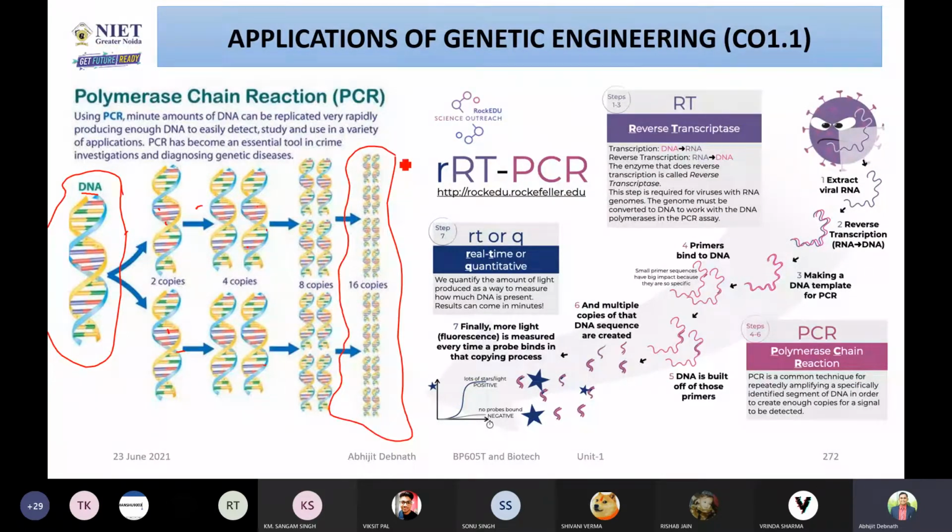DNA segment. So using polymerase chain reaction, a minute amount of DNA can be replicated very rapidly, producing enough DNA to easily detect, study and use in a variety of applications. PCR has become a very essential tool in crime investigation, including diagnosis of various genetic diseases. So why are we doing such activities?